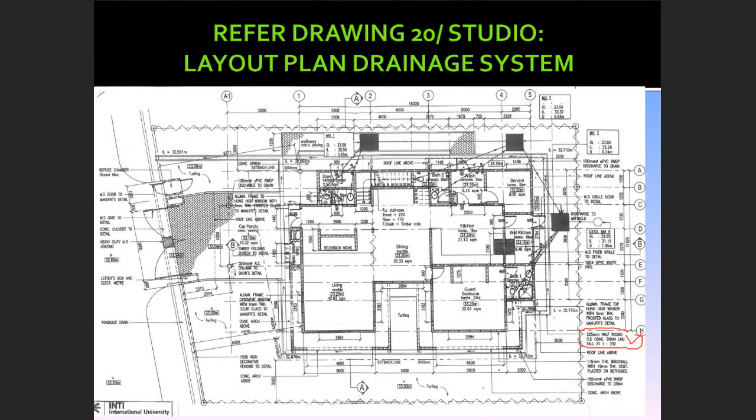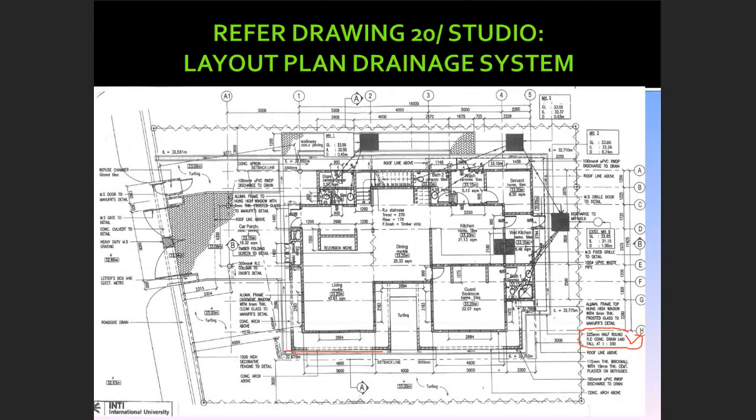Okay, now from this layout plan, you can actually identify the perimeter drain. You can see the double line outside the building. So this is actually your perimeter drain. Where is my pen? This one. Look at this. This is your perimeter drain.